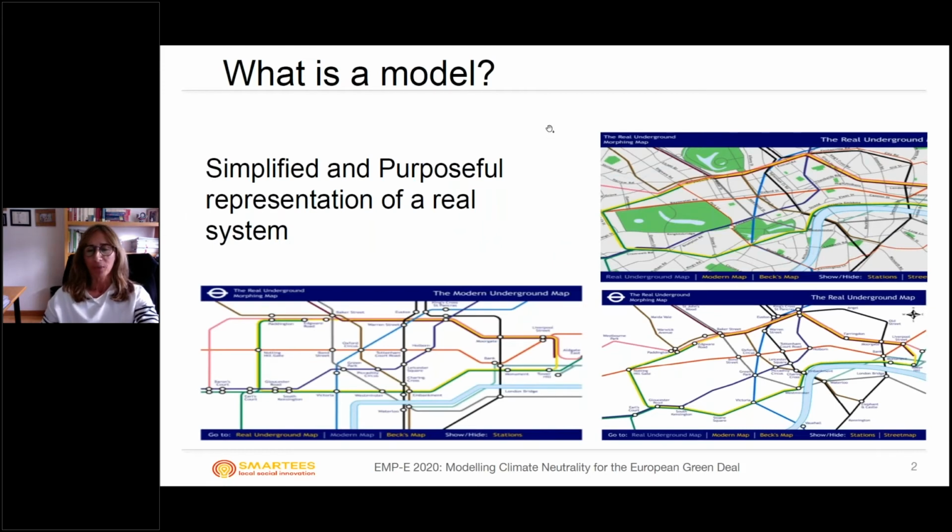We all know what a model is. It is a simplified and purposeful representation of a real system that we create with the goal of answering questions about that system, understanding how things work, explaining some behaviors, or even making some predictions about them. What I would like to emphasize here is that agent-based modeling does not differ from other, I would say, more classical approaches, and therefore the words simplified and purposeful are also key questions.